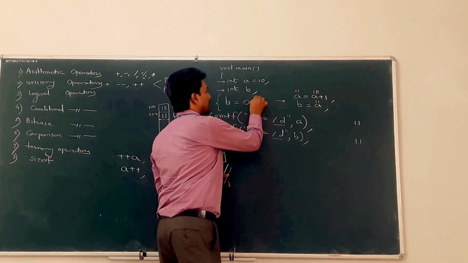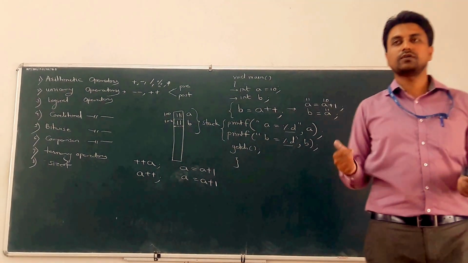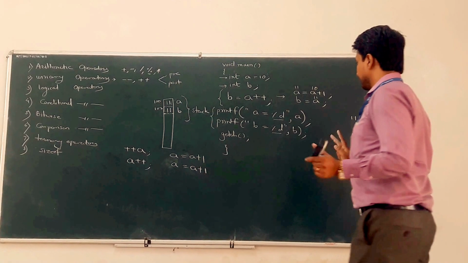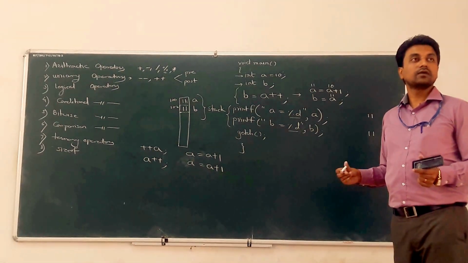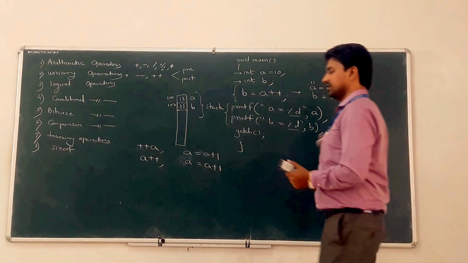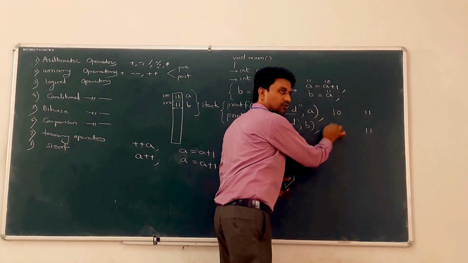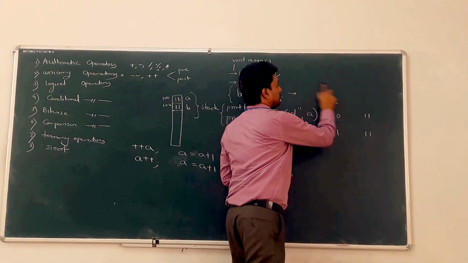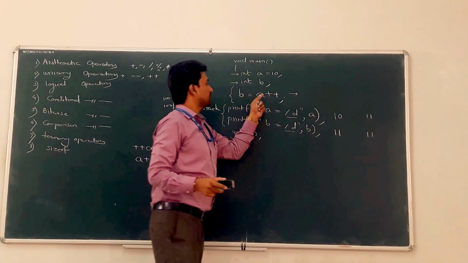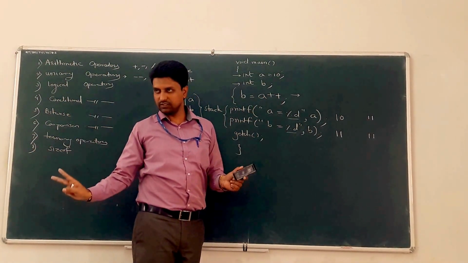Okay, so just change the code. b is equal to a plus plus. So now what is the expected output? It is not the same. What is that? a is equal to 10, b is equal to 11. So just check. b is equal to a plus plus. So what is a plus plus? A is equal to a plus 1.